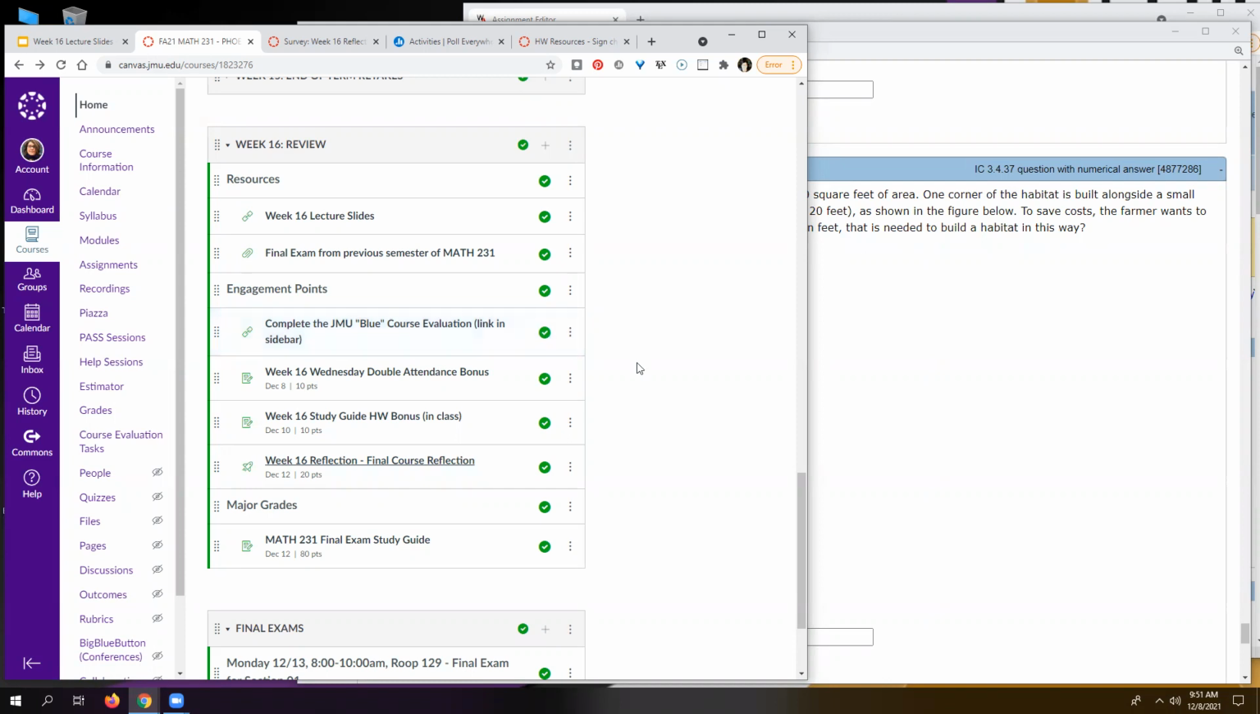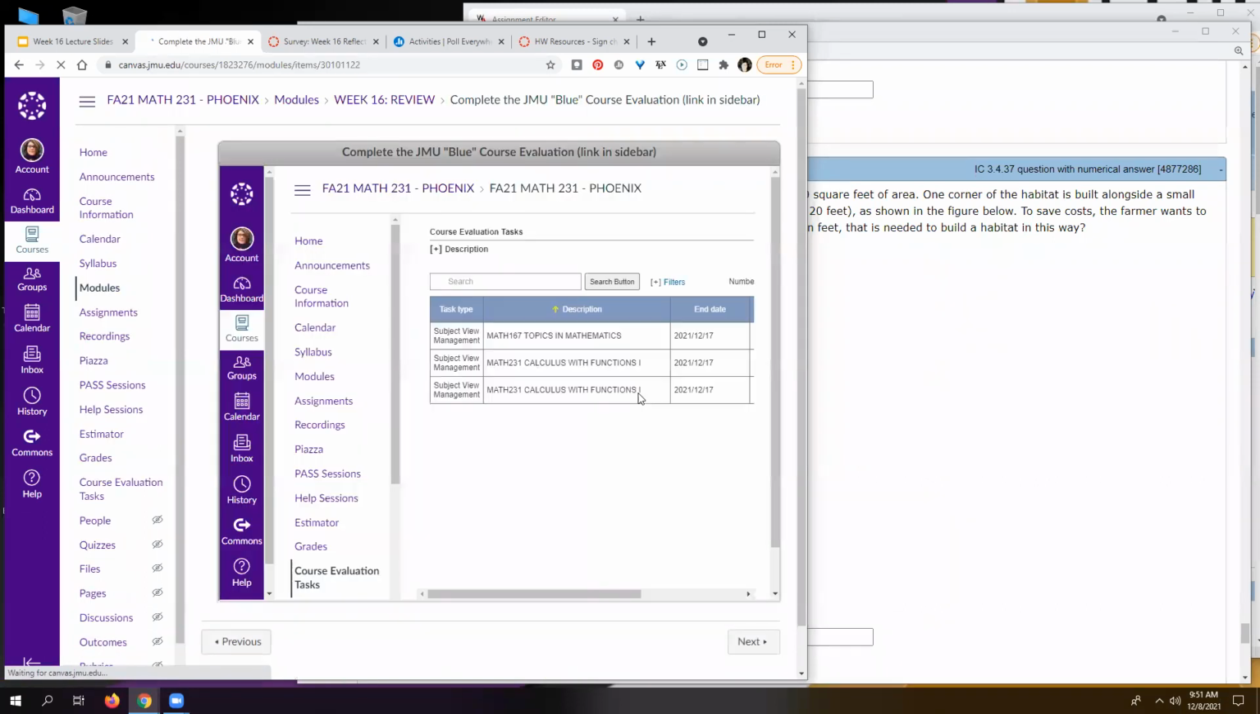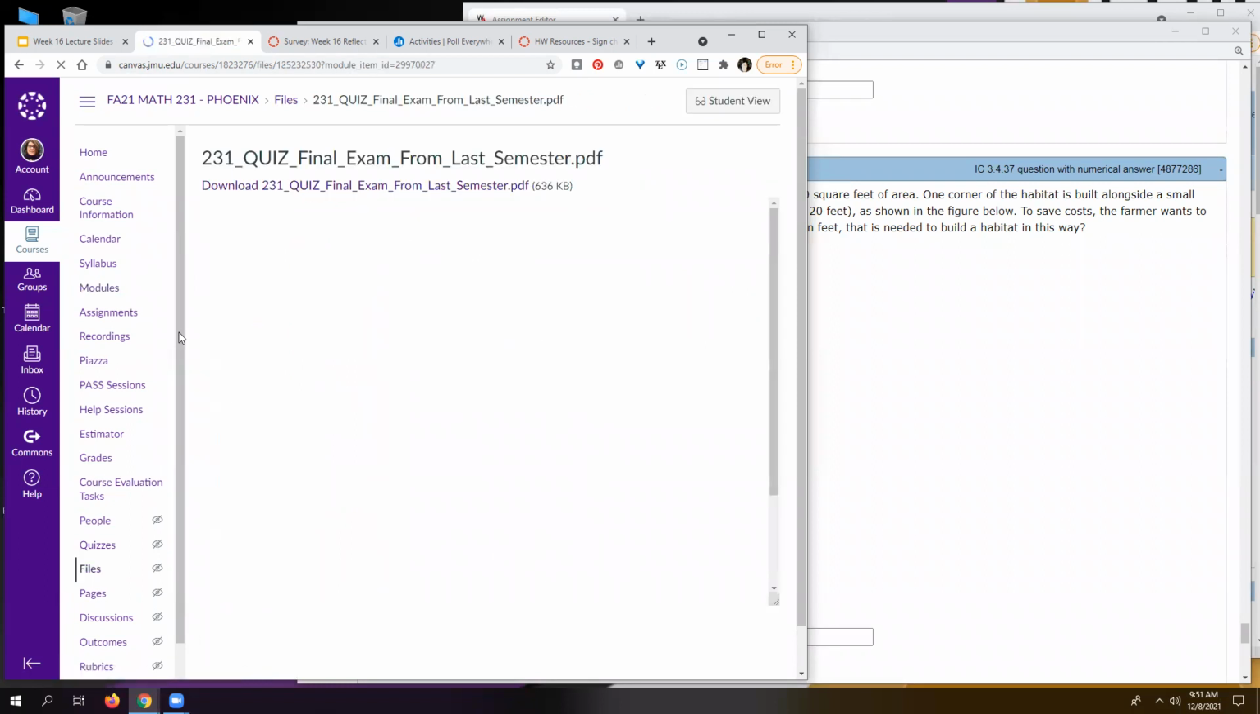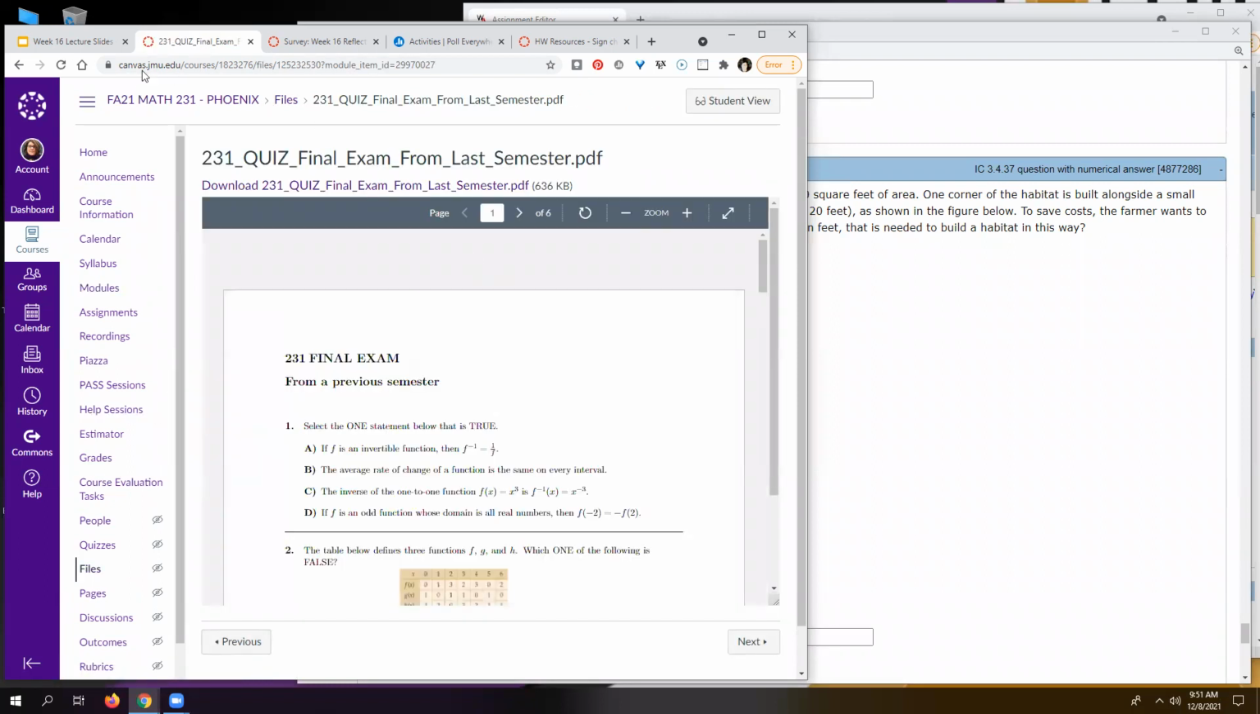Anyway, if you click on this link, the blue course evaluation link, I don't know what happens if I do it. That's confusing. Look at this, it made a second window inside that has the same stuff. That's very stupid. Anyway, click it in the sidebar. That'll work a lot better.